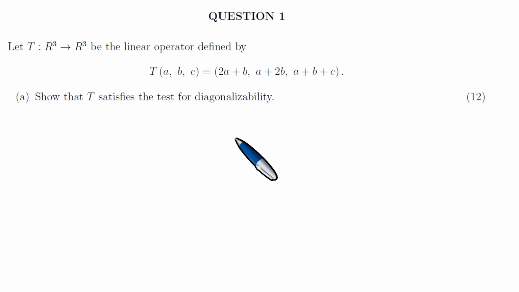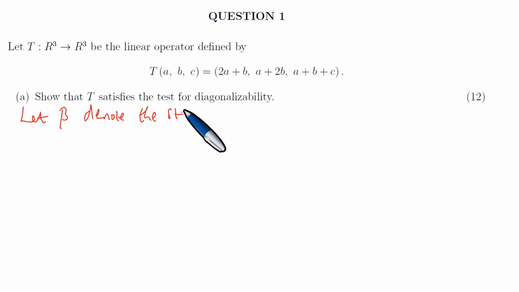Okay, right. So to show that T is diagonalizable, we consider the map, this one. How do we test for diagonalizability? We let beta denote the standard basis for R3.